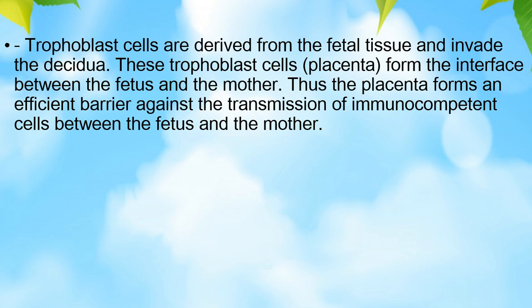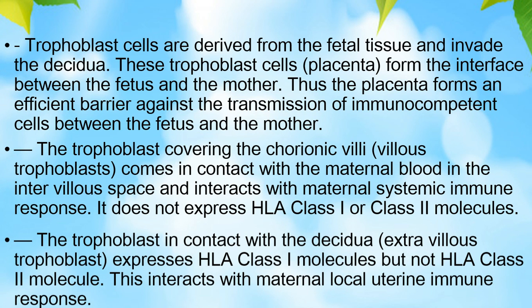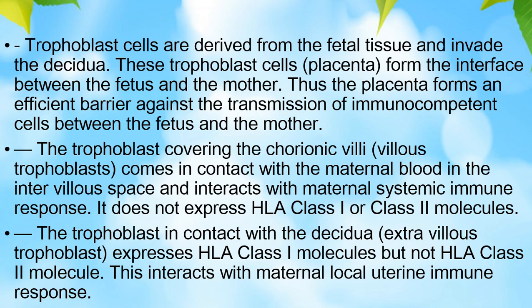So the trophoblast cells help to prevent the transmission from the maternal to the fetus. The trophoblast covering the chorionic villi comes in contact with maternal blood in the intervillous space and interacts with the maternal systemic immune response. It does not express HLA class 1 and class 2 molecules. The trophoblast is also in contact with the decidua.